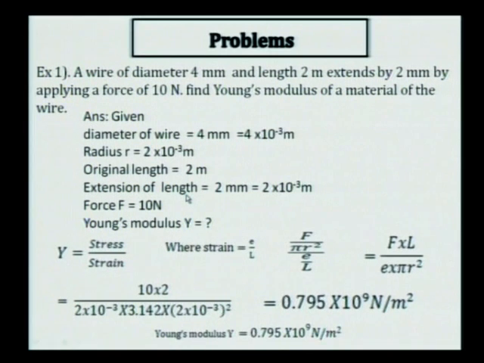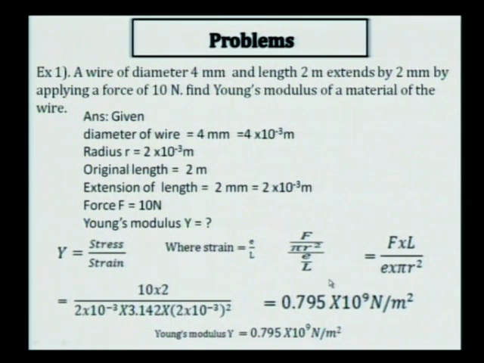Whatever quantities are given in the example, we have to write properly in sequence. Then we have to write what we have to find. We have to find Young's modulus, and you know Young's modulus is the ratio of tensile stress divided by tensile strain. Here strain is the change in length divided by original length, and stress is force upon area. Therefore, Young's modulus Y is equal to F upon pi r square, divided by small l by capital L, or elongation E by capital L.